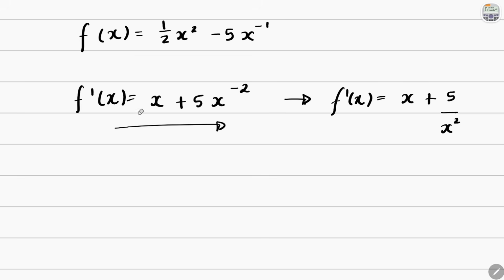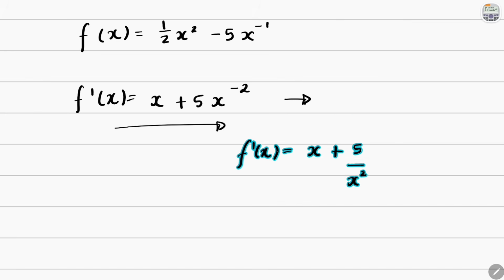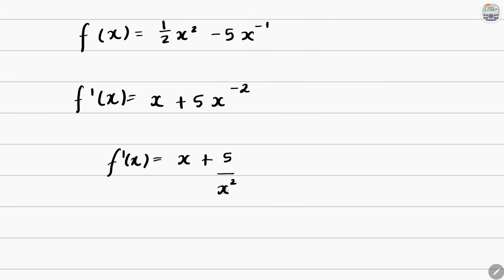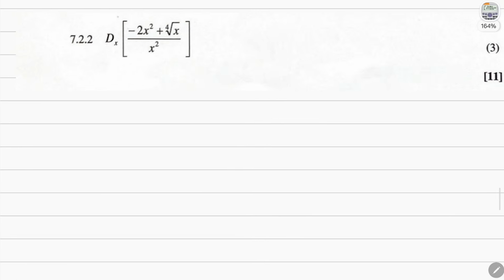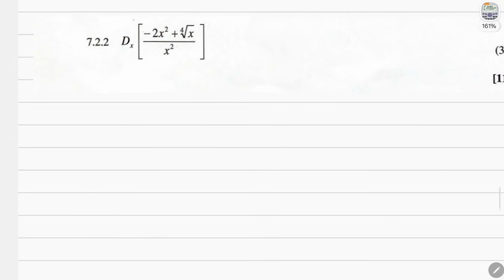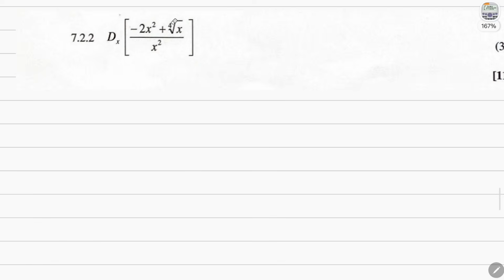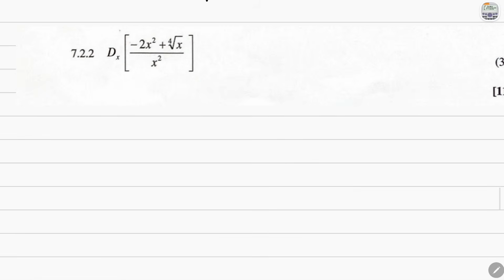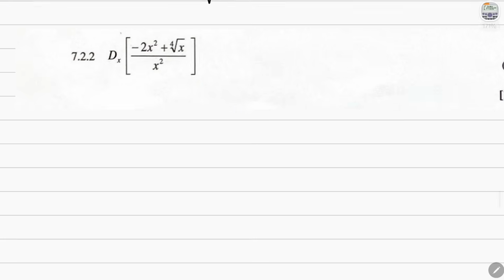So you can leave it like this or like this, and that is perfectly fine. And that is our answer. And then 7.2.2 says we need to find the derivative of this function. So let's see what is wrong with it right now. Can we derive? Not yet.